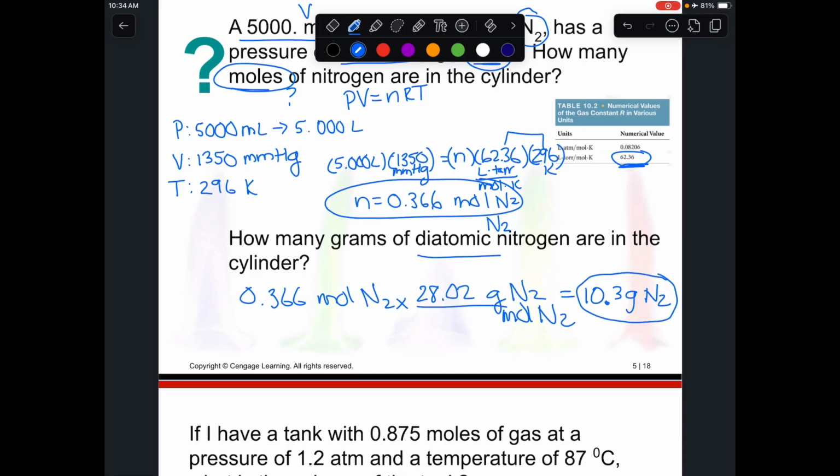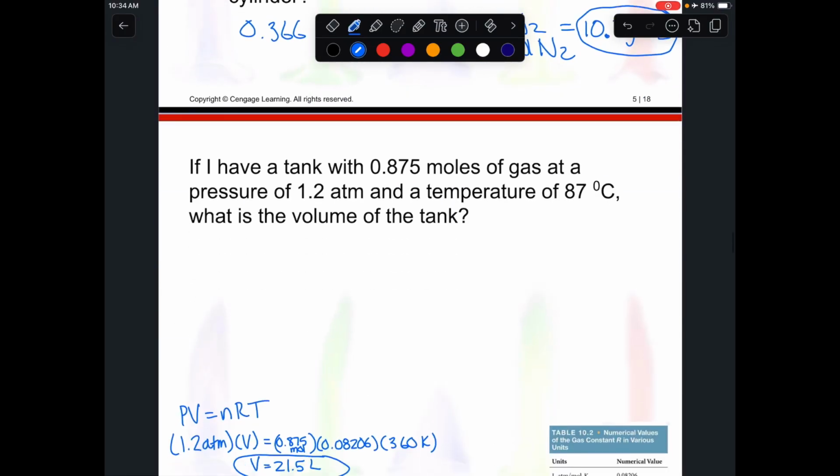Okay. You'll be using PV equals nRT a lot. It's a very common gas law problem. So just make sure you understand what R value to use and checking all your units, because other gas laws don't matter as much about the units as long as they're the same, but PV equals nRT does.